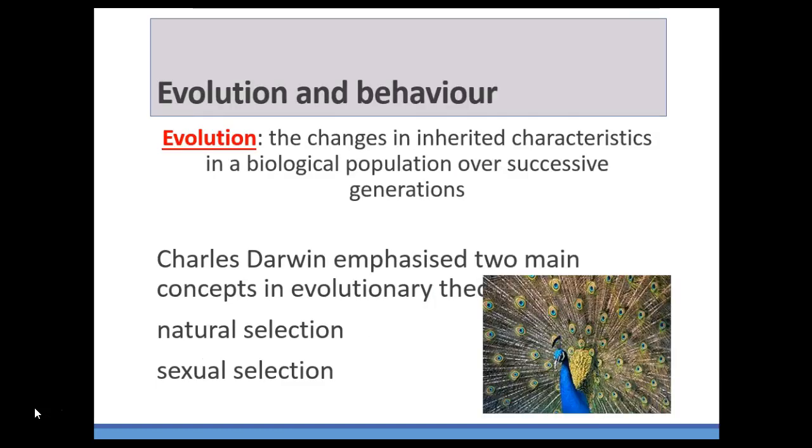Evolution and behaviour. Evolution is the changes in inherited characteristics in a biological population over successive generations. Charles Darwin emphasised 2 main concepts of the evolutionary theory: natural selection and sexual selection.